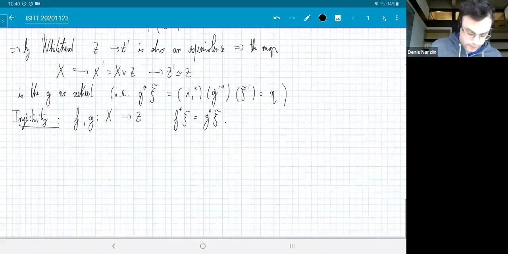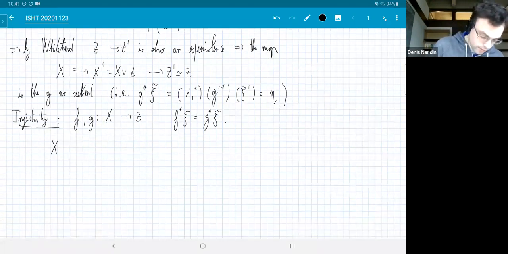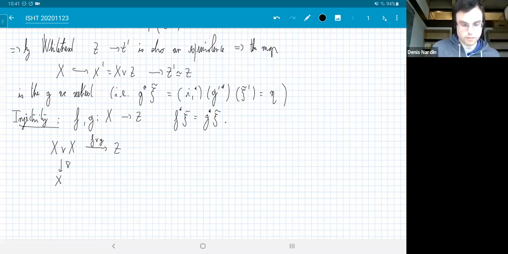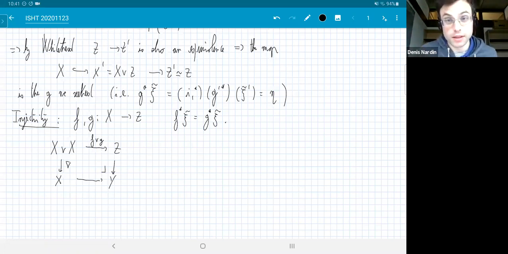The trick at this point is to consider this diagram here, where this is the fold map, and pushing it out to some Y. This again, it's a homotopy pushout, if you're worried about these niceties.